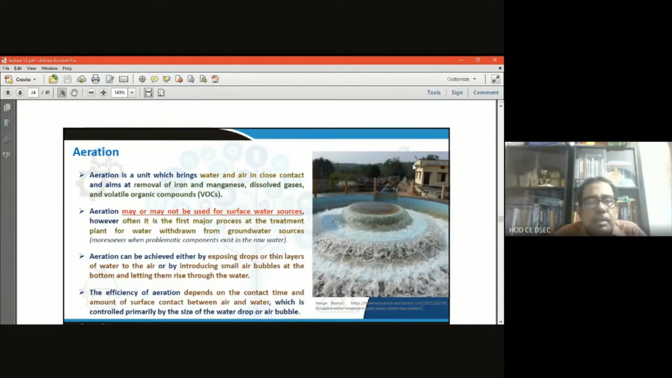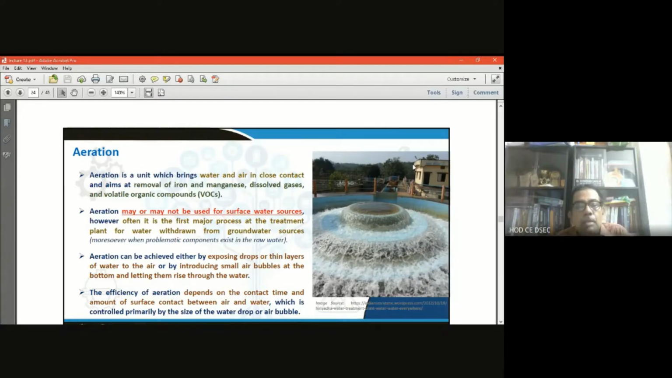Now what is aeration? Aeration means you are supplying air into the water. That means close contact between the air and the water takes place. This is called aeration. So it is a unit which brings water and air into close contact; that is the fundamental thing. What is the aim of this aeration? What is the objective of this aeration? The objective of this aeration is the removal of iron and manganese.